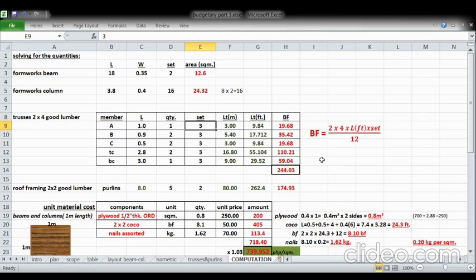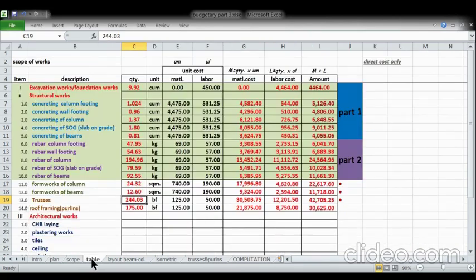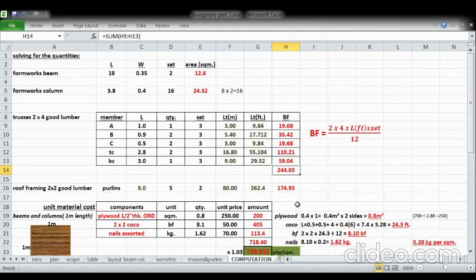So after getting this, we'll put this on the table: 244.03. Okay. Now we will go to roof framing, the purlins. So the purlins now, the length is 8 meters.